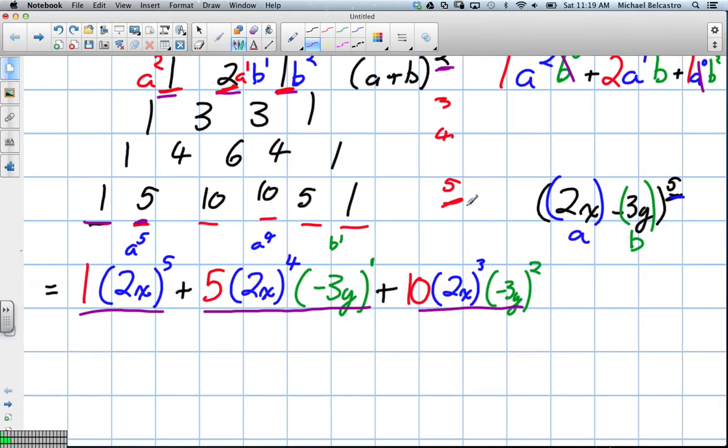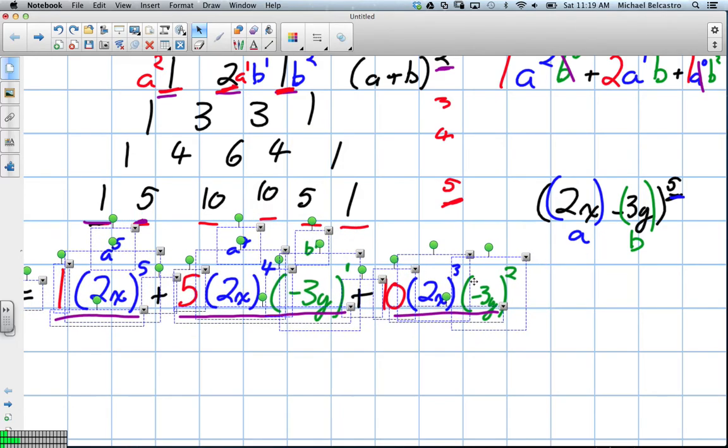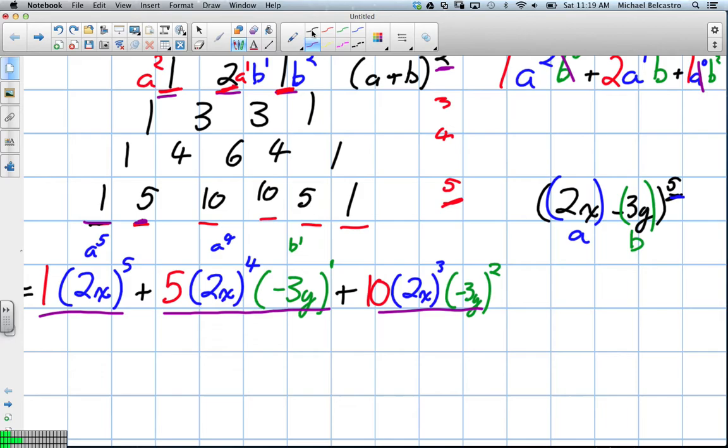Now I'm kind of running out of room here, so I'm going to try to squeeze those in. We'll try our best here. Okay, so tell me what the next coefficient would be. 10. Yeah. 2x to the power of 2 times negative 3y to the power of 1. Oh, sorry. No, you did make one mistake. It's not to the power of 1. Oh, I mean 3. Yeah, that's right. This one's counting up. Good. Next one. 5 times 2x to the power of 1 times negative 3y to the power of 4.